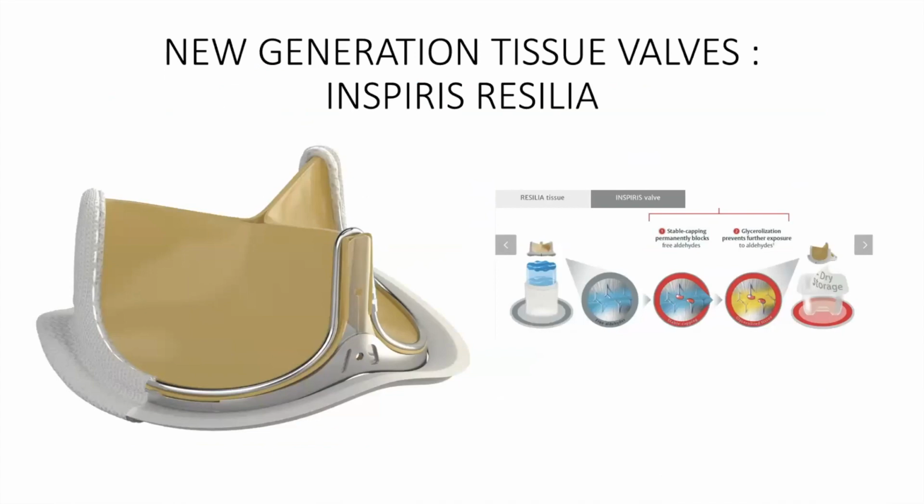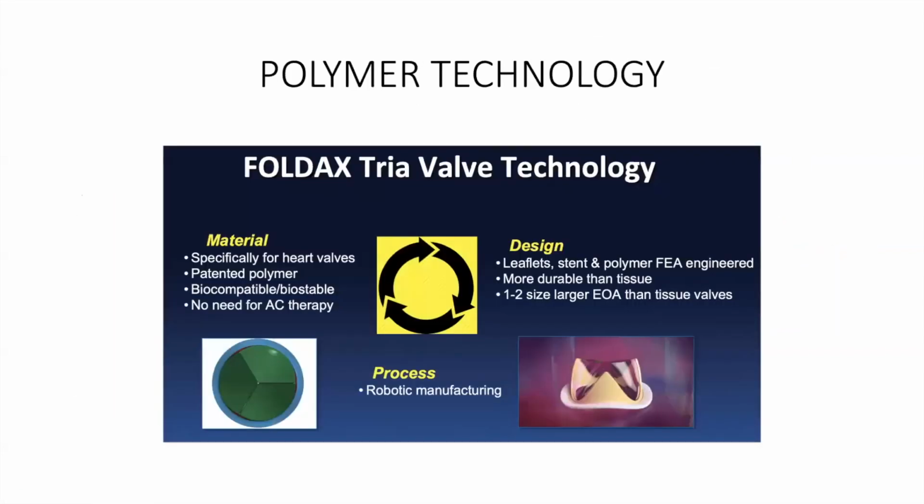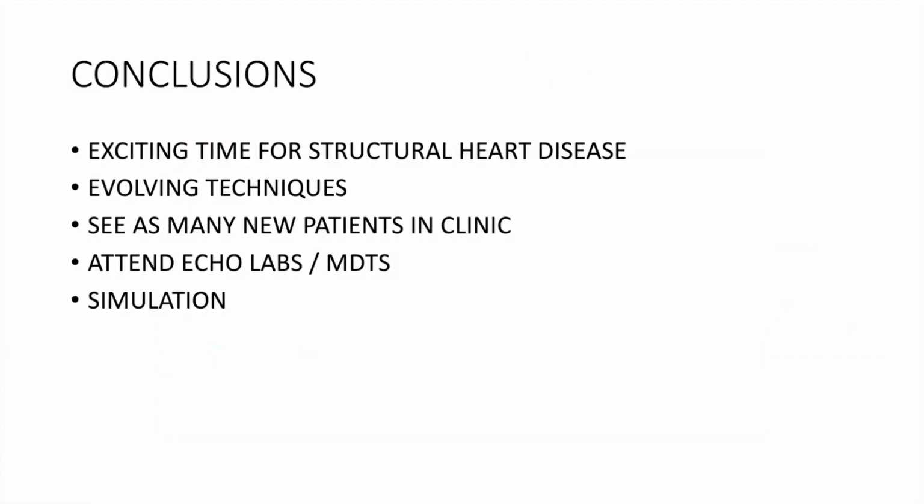Newer valves are coming on, based on the same premise, the biological pericardium, but with new ways of treating it using different chemicals. For instance, the Inspiris valve is being used. There are new chemicals treating it, and they're saying these valves may last up to 20 to 25 years, so they may be used in younger patients. An even more exciting development is polymer technology. These are purely synthetic valves. The first in man has not been done, but they use new polymers which are meant to be very durable and less thrombogenic. So in conclusion, it's a very exciting time for structural heart diseases.